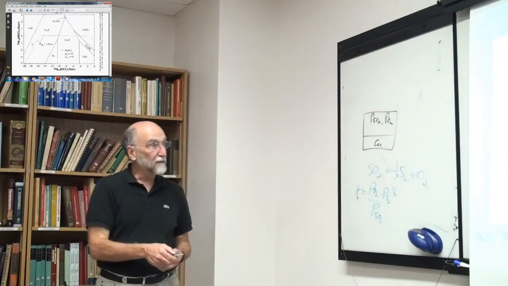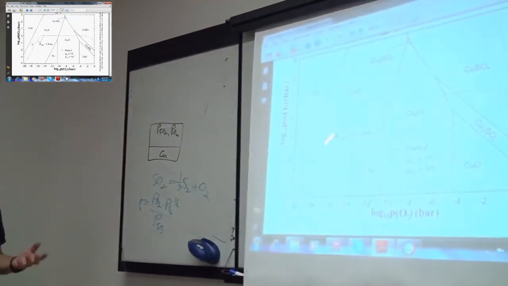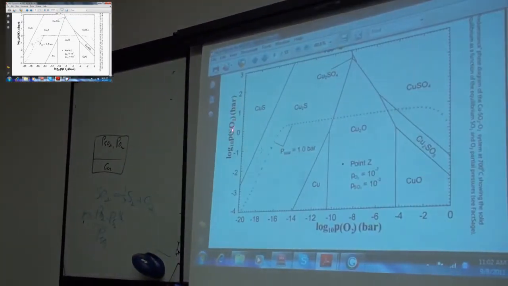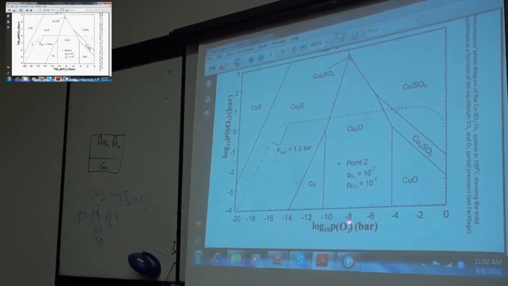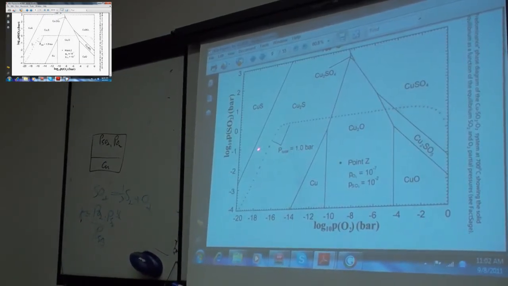All right, so the error people make is assuming that the total pressure is the sum of these two axes, and it's not. At this point here, even though PSO2 is low and PO2 is very low, PS2 from this equilibrium constant is now greater than 1 atmosphere. So this is an unrealizable point unless you go to very high pressures.